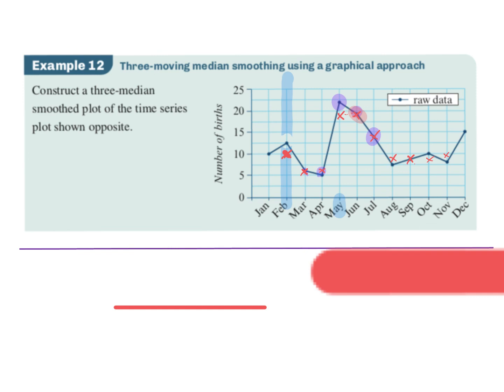Okay, so that's me smoothing the data. So then you can join all the red crosses, and you should see that it takes away some of the jaggedness, and it starts to smooth it off a little bit. All right.